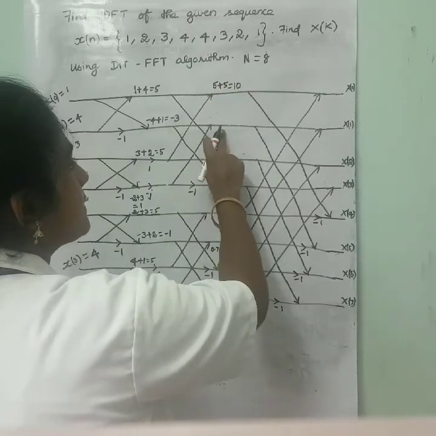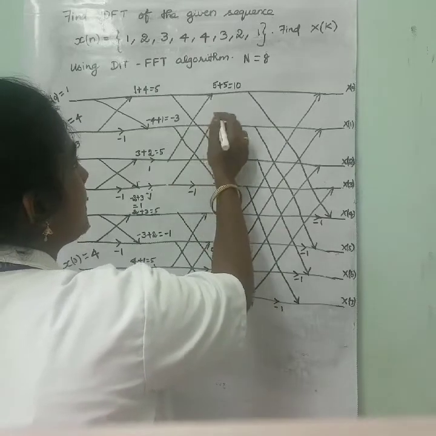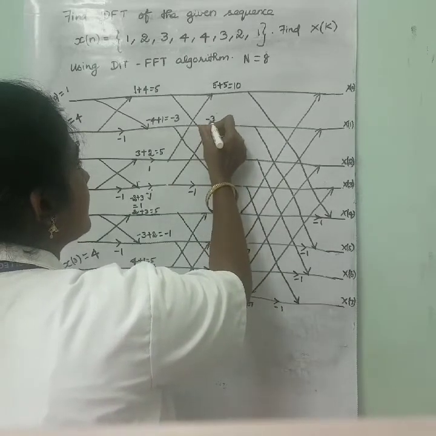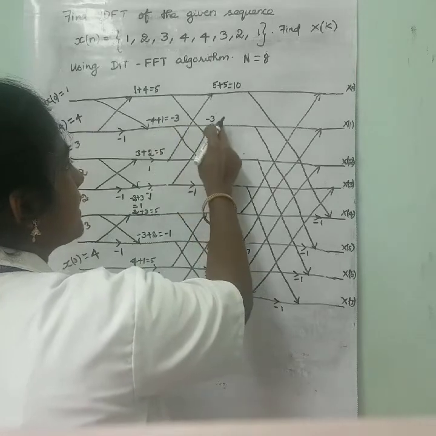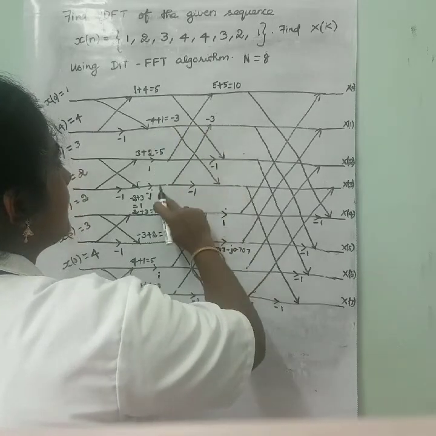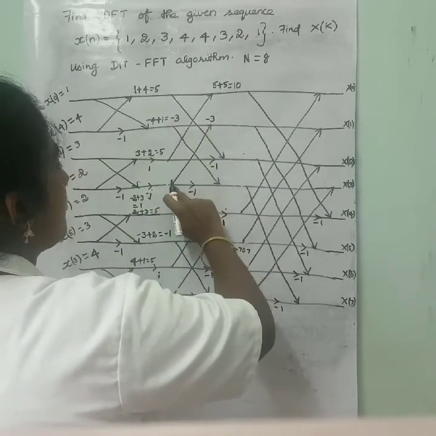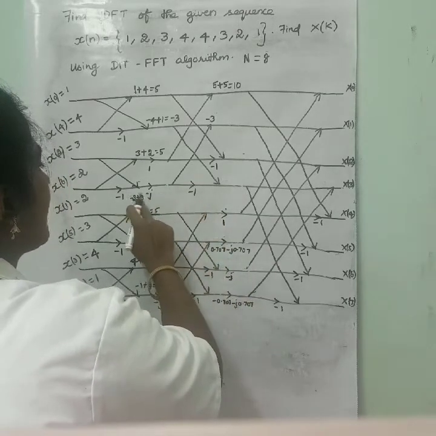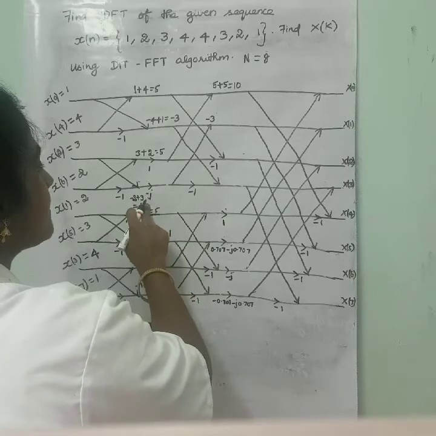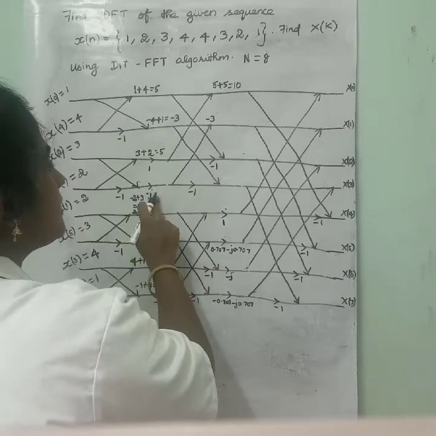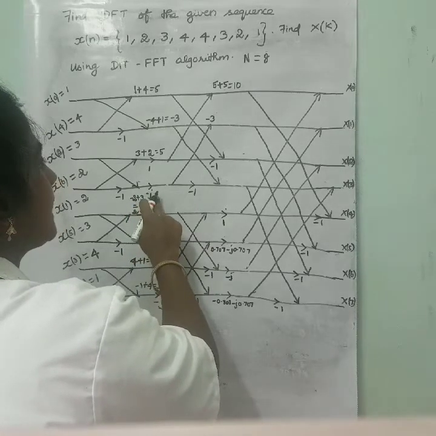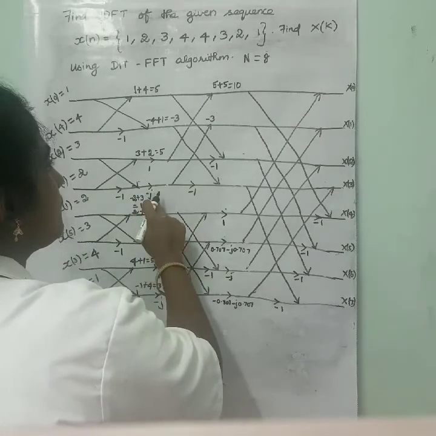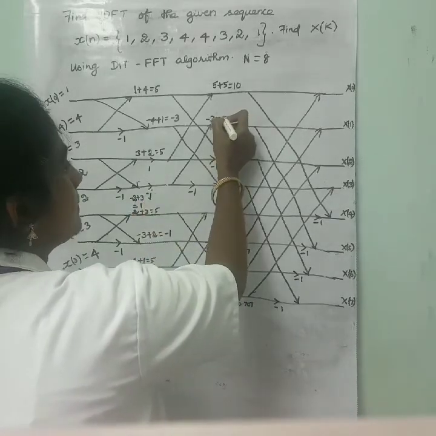Okay. Similarly in the second line, the value is minus 3. The second line value, that is the output of the first stage, is minus 3 and this arrow comes from here, that is the fourth line. For the fourth line we have the answer 1. 1 into this twiddle factor, that is minus j.